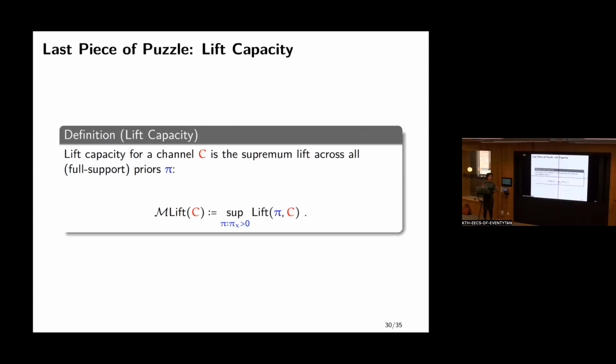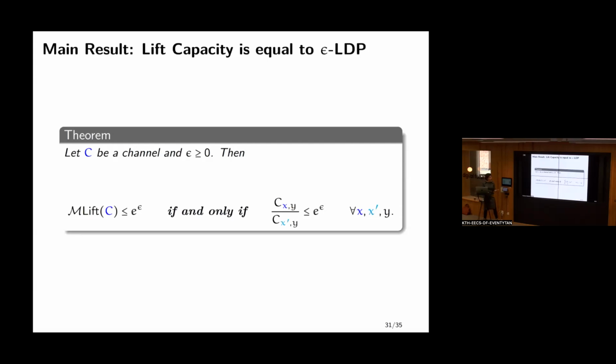It says that no matter what the adversary does, the lift cannot go above the value of the lift capacity. Then this lift capacity is what becomes equal to the value of epsilon in local differential privacy. So putting everything together, the main result of our work is as follows.